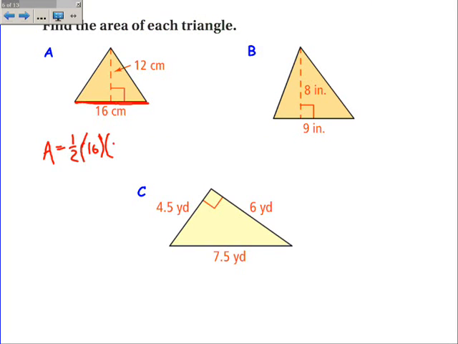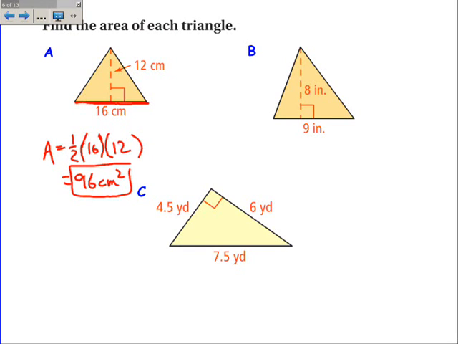Times the height of 12 centimeters, and so 16 times 12 divided by 2 is 96 square centimeters. Okay, B is similar, so I'll skip that one.